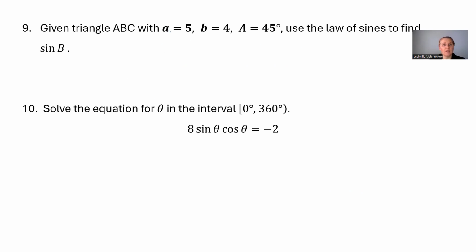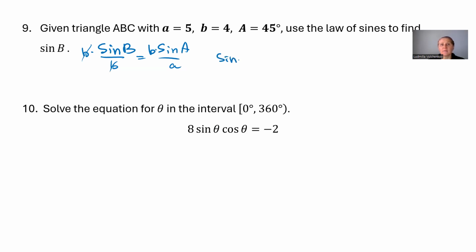Okay, here we have side b, side a, and angle A. We write the law of sines for sine B. So I'm going to solve it for the sine. That's why I write the form of the law of sines with sines in the numerator. Sine B over b equals sine A over a. So you can multiply by b on the left and on the right.